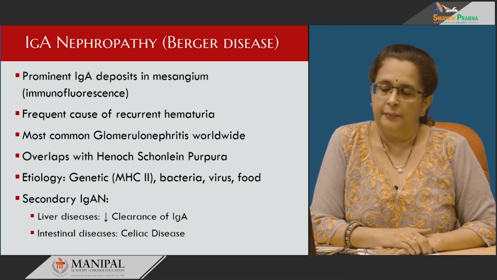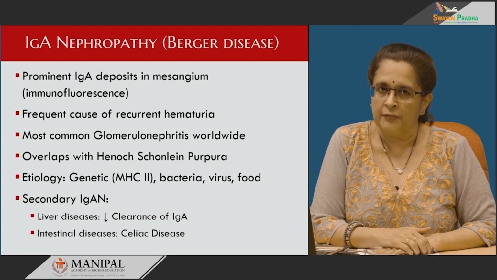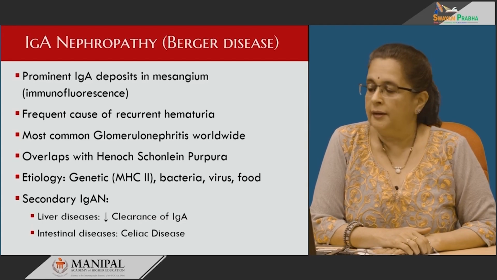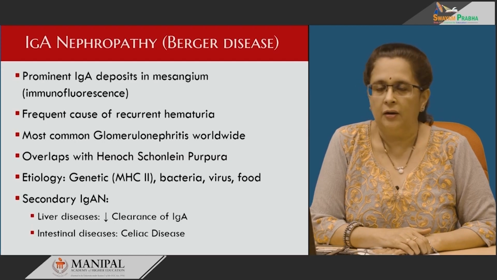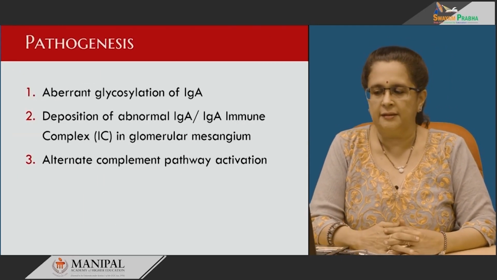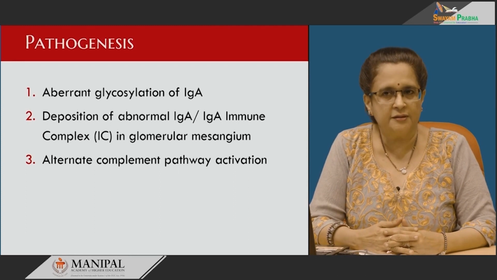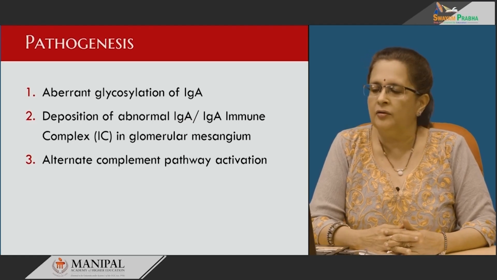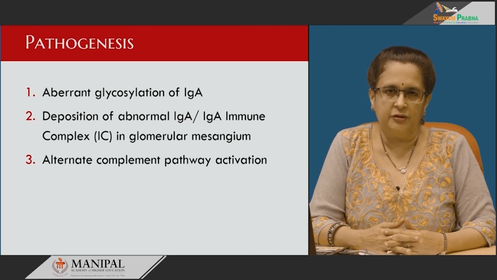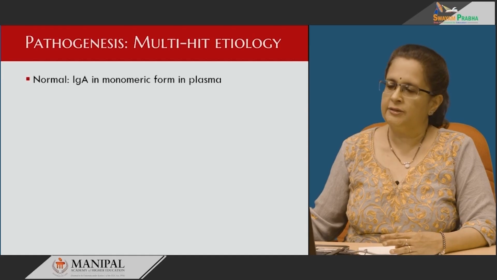Etiologically, MHC2 is held responsible for this condition along with the predisposition to the disease developing following exposure to certain kinds of bacteria or particular antigens in food as well as viruses. So, the pathogenesis behind development of this disease is most importantly aberrant glycosylation of IgA, which is deposited in the glomerular mesangium along with its antibody, and activation of the alternate complement pathway. So, it is a multi-hit etiology.